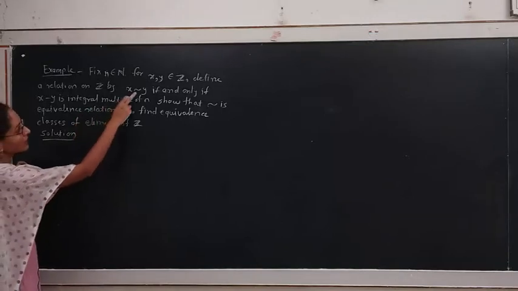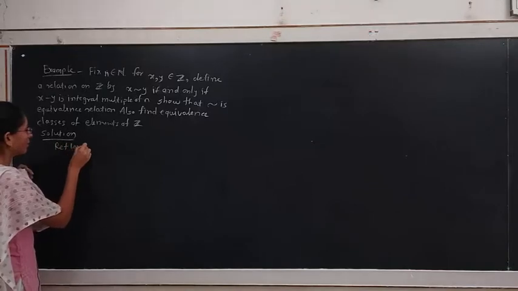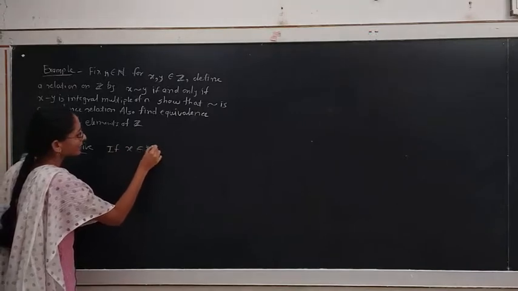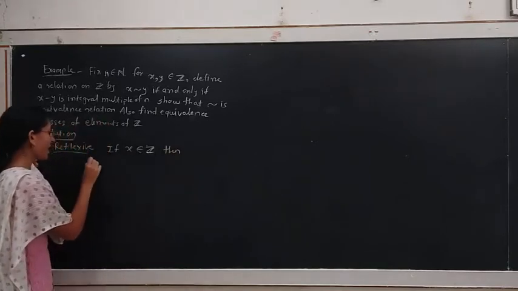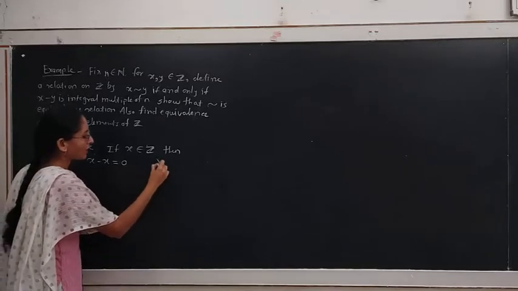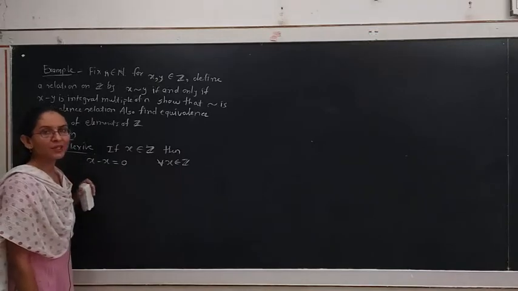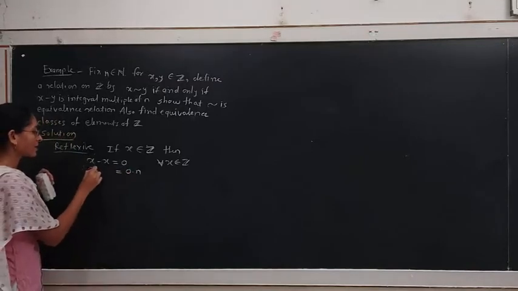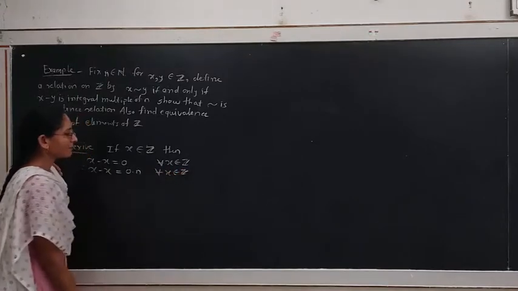First, we will show this relation is an equivalence relation. If x is an integer, then x minus x equals 0. This is true for all x belongs to Z. This 0 is an integral multiple of n. This 0 is written as 0 into n. Hence, x minus x is equal to 0 into n for all x belongs to Z.